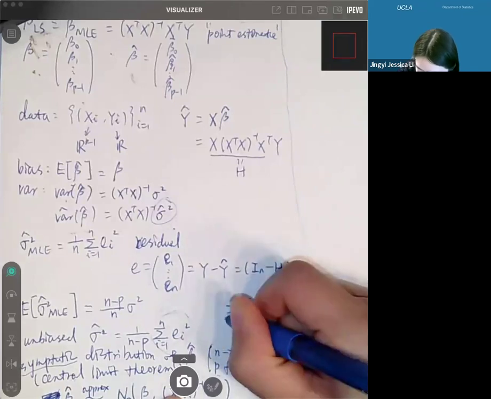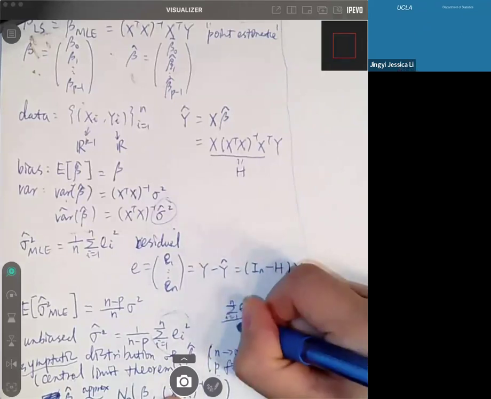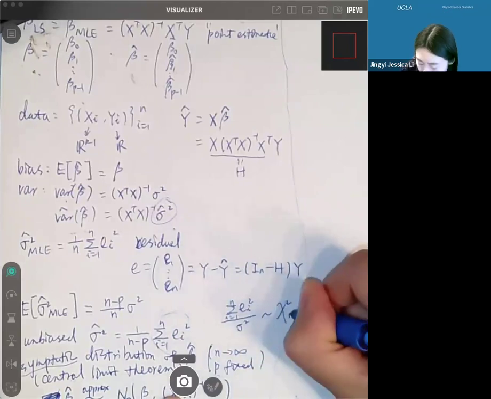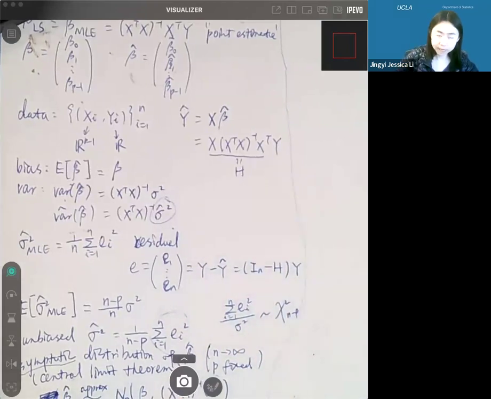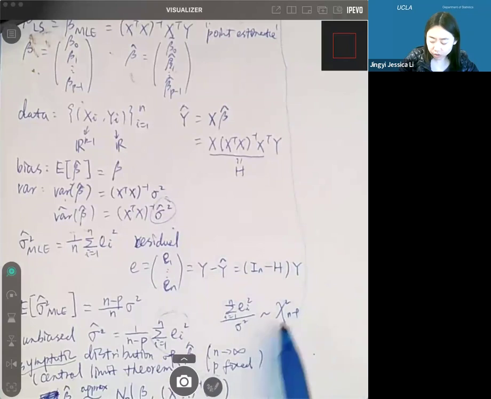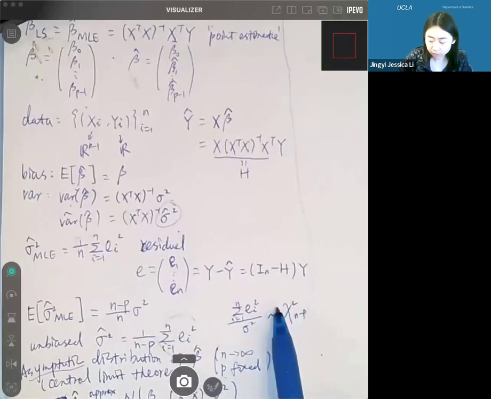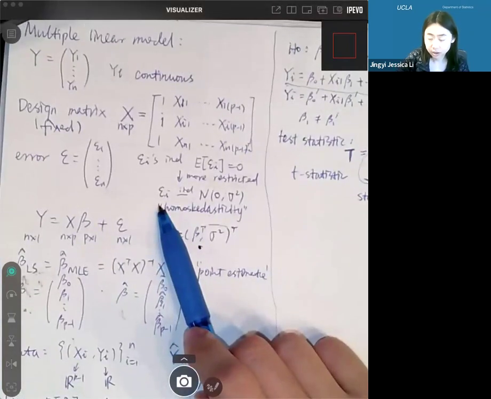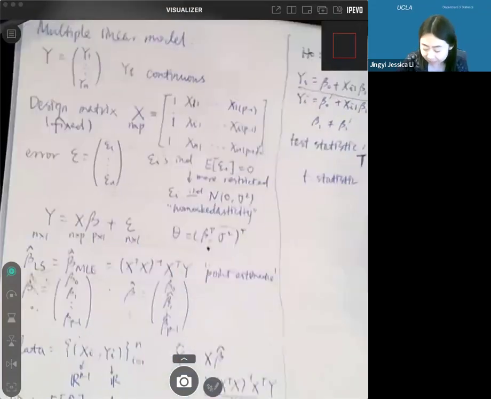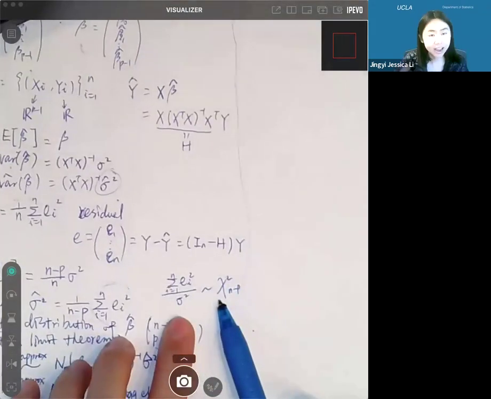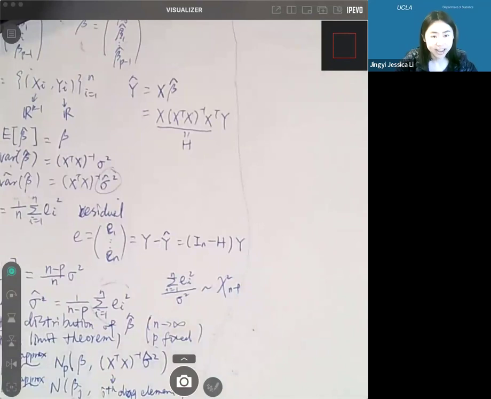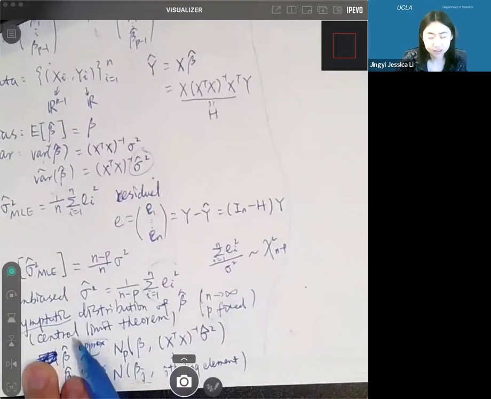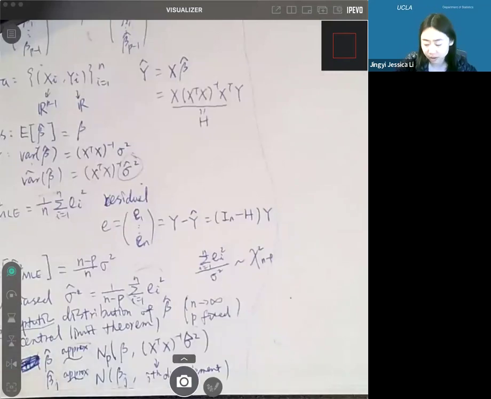This, as a reminder, follows chi-square with n minus p degrees of freedom. This is a result of the normality assumption for epsilon i squared. But again, the normality assumption can actually be relaxed when n is large because of the central limit theorem, which can give us some very nice normality to play with.